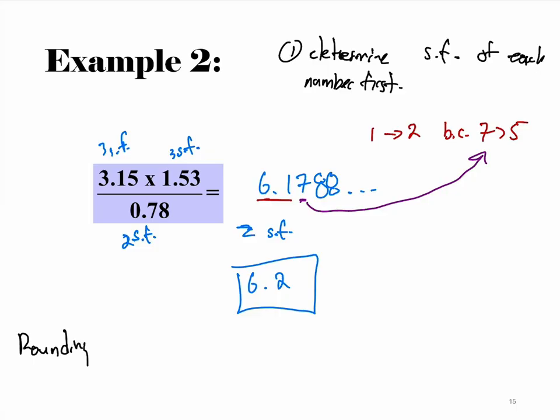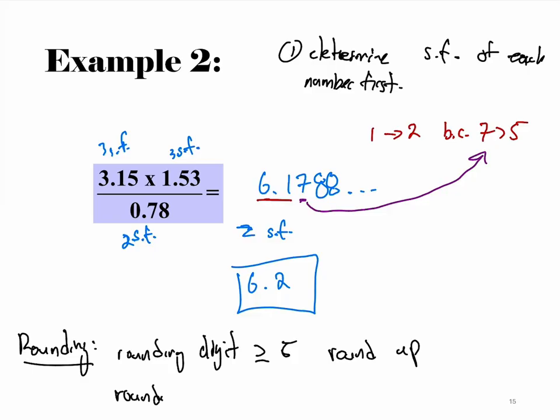For rounding, right, if the rounding digit, which is the digit right after the cutoff, is greater than or equal to, that's what that sign means, 5, we round up. If the rounding digit is less than 5, we keep it the same. Right? We don't change that number at all.